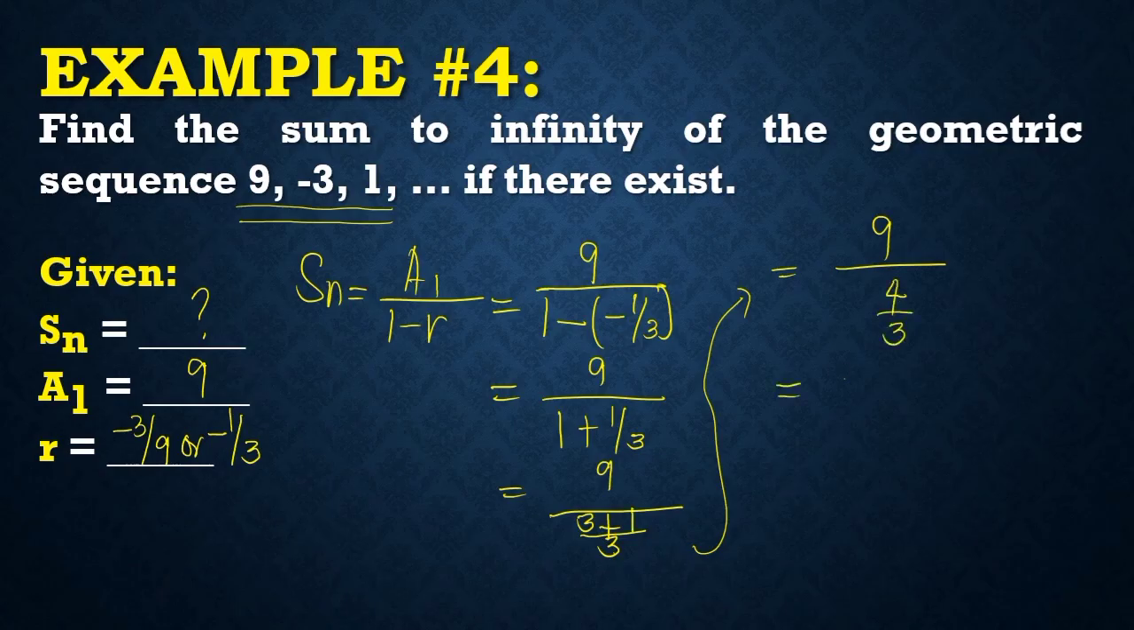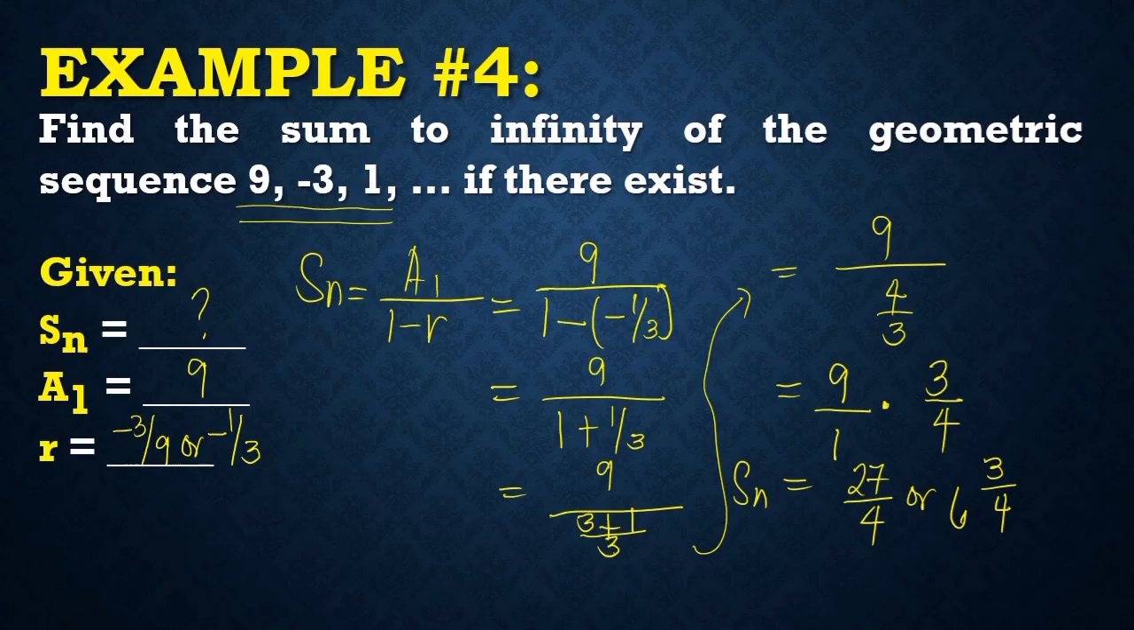And then, magiging 9 all over 1 times the reciprocal of 4 over 3, that is 3/4. And then, 9 times 3, that is 27 over 4. So, 27 over 4, we can simplify it as 6 and 3/4. Okay. So, the sum to infinity of the given sequence is 27 over 4 or 6 and 3/4.